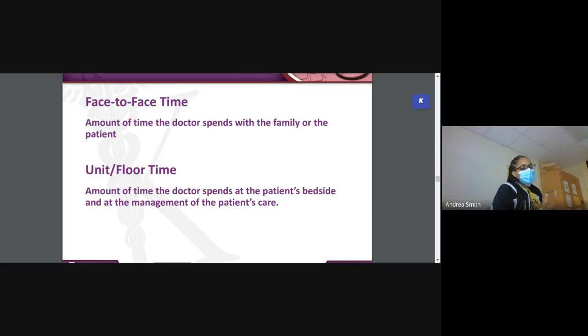Most codes are going to be based on time. When you look at the description of the code, it's going to tell you how many minutes that person was with the doctor, with the therapist, with whomever. So it's going to be based on time. This is face-to-face time. The amount of time the doctor spends with the family or the patient is considered face-to-face time.